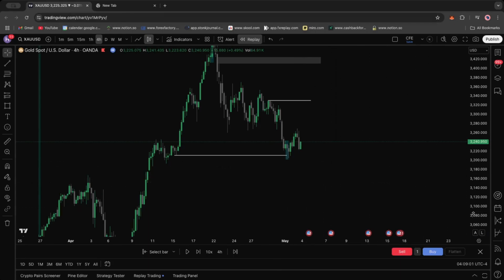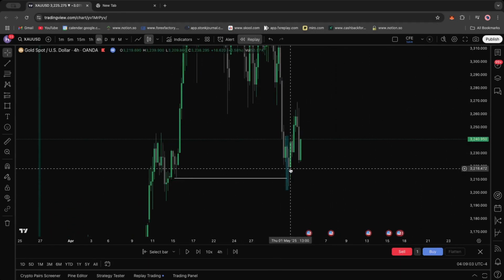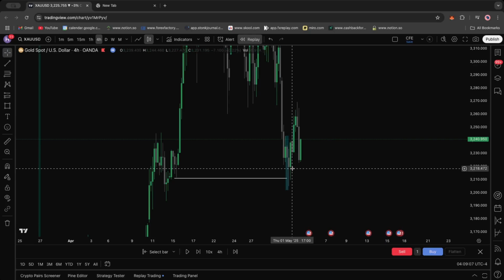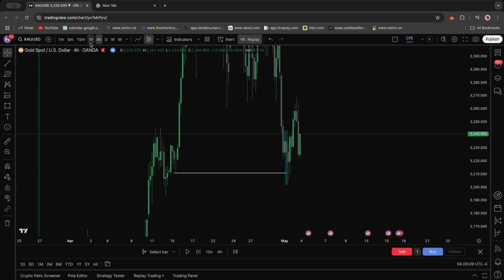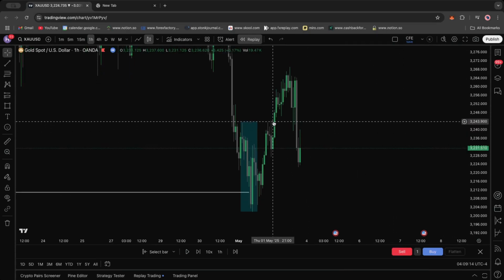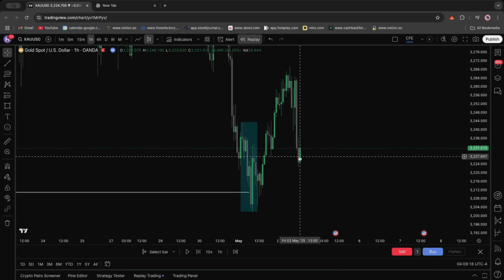Coming down to the 4-hour here, we swept this low, closed above it, came down 3 times below this low, each time failing. So you can then drop down to the 1-hour. You could have gotten up here. Obviously there's a chance you would have got stopped out because we did have this deep retracement.